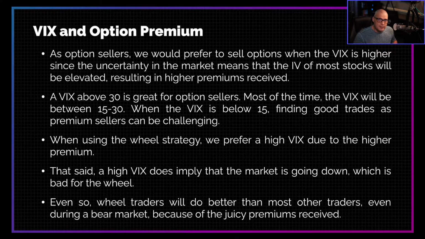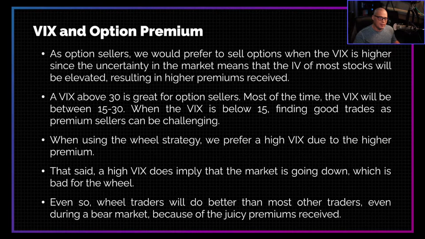When the VIX is below 15, that's a really low VIX. And when VIX is below 15, it can be hard to find good trades, especially if you're an option seller. If you're a premium seller, so you like selling puts, selling calls, selling strangles, running the wheel strategy, selling cash secured puts and covered calls, you want high IV. And with a VIX below 15, you're not going to find a lot of underlying stocks to trade that have high IV. It can be tough to go find those good trades.